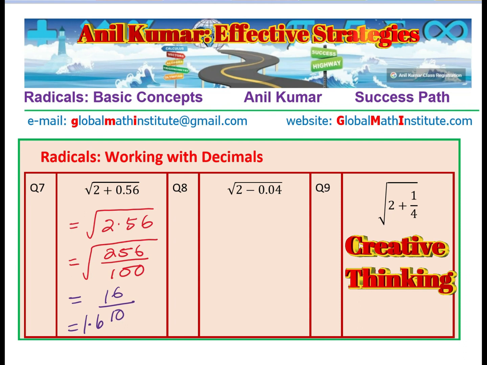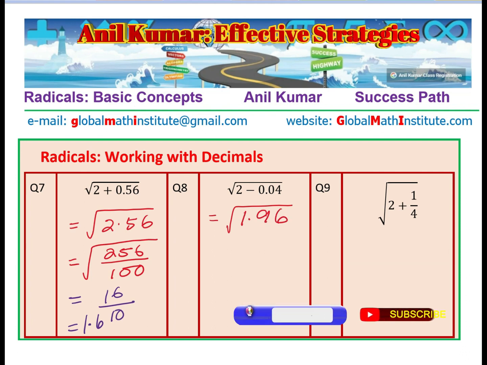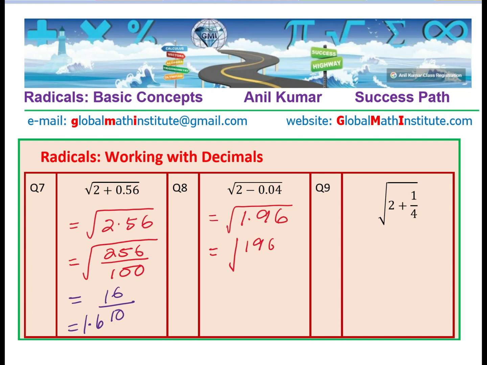Okay, perfect. Now, how do we do this? Well, it is this time 2 minus 0.04. What is that equal to? Well, it is 1.96, right? Now, 1.96 is what we get here. And how do we write this as a ratio of numbers? Well, we'll do the same strategy, 196 over 100, and continue.